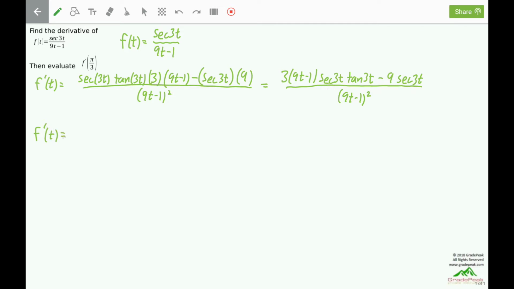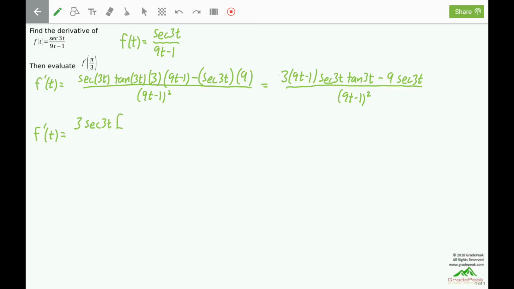F prime of t is equal to, the next thing we can do is factor the numerator. We have a 3 and a 9, so we can factor 3 out of there. So I know I can at least bring a 3 out. But it turns out we also have a secant of 3t in both of those, so I can factor out a secant of 3t. So I will take both those out.